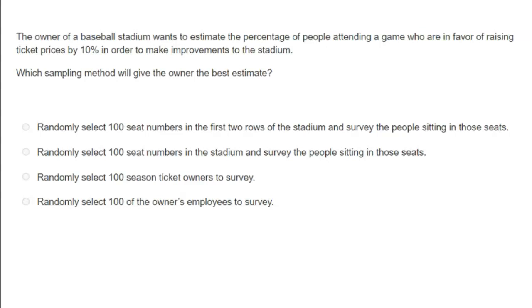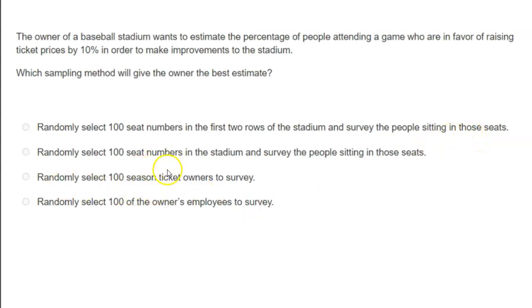Randomly select 100 seat numbers in the first 2 rows. People sitting in the first 2 rows have obviously paid a whole lot more than those who didn't. So they can probably afford a 10% increase, and it's probably not going to deter them, because if they're already willing to pay those higher prices to sit closer to the stadium, then they would be willing to go up 10% as well. So this is not necessarily a representation of all of the attendees.